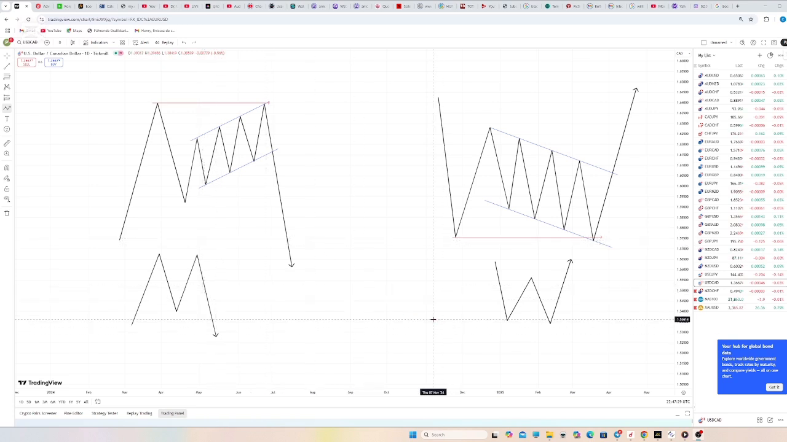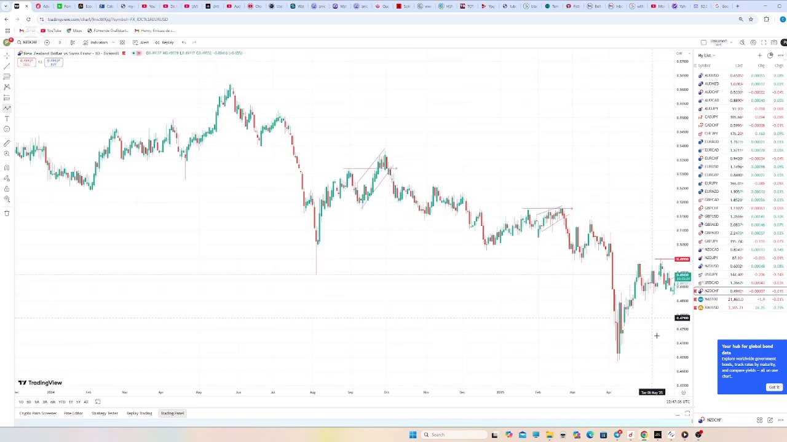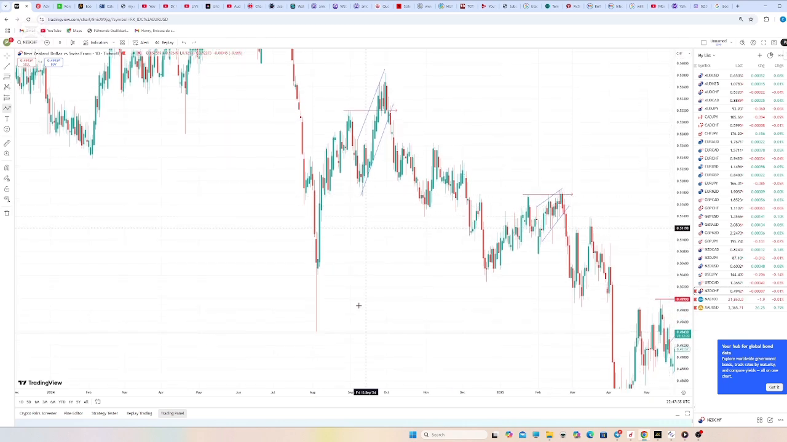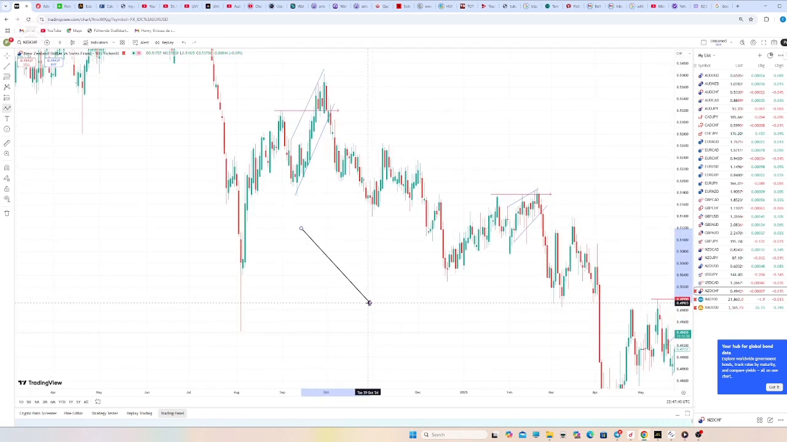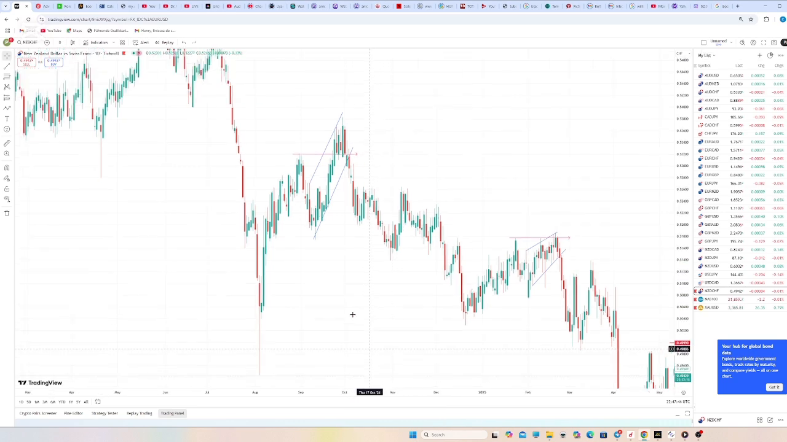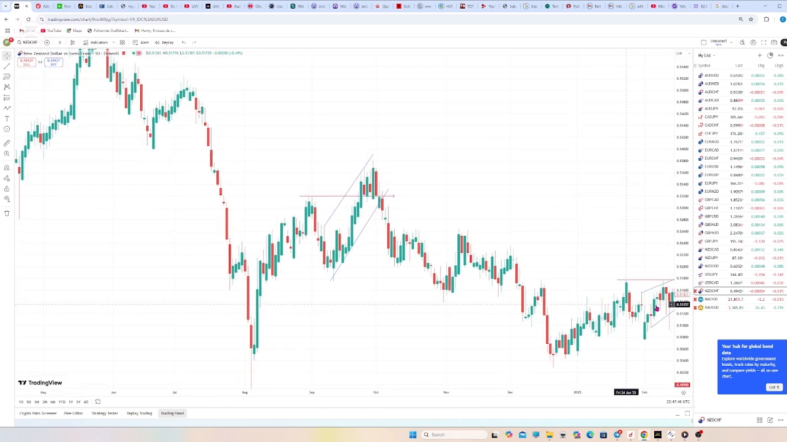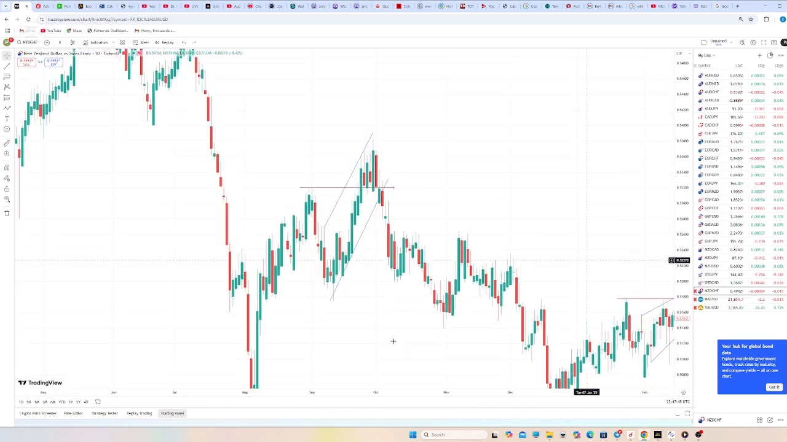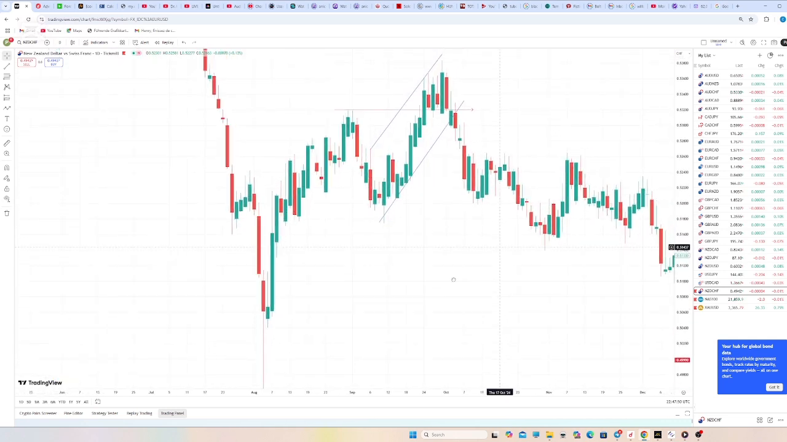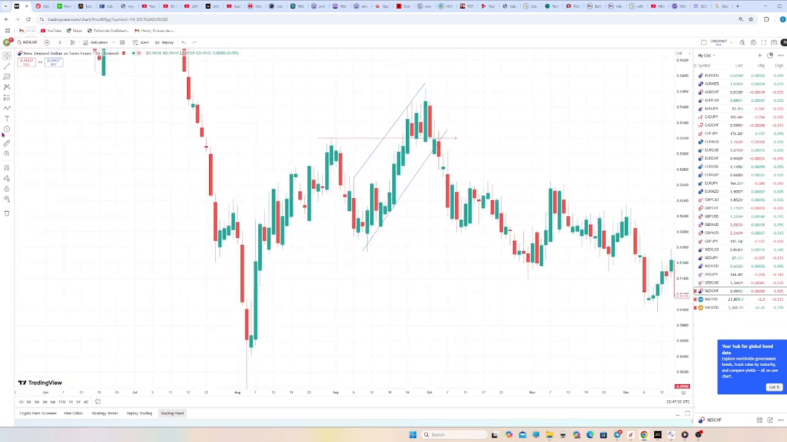Matter of fact, let's jump in quickly. Let's go to NZDCHF. NZDCHF. We see clearly our M pattern. Notice price was dropping all the way, and what happened? We started moving all the way up.